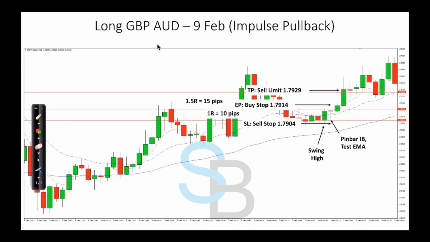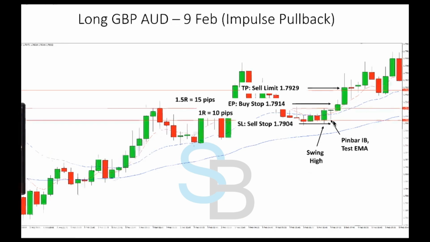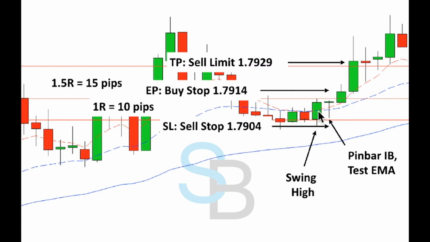Next trade, long pound Aussie, 9 of February. So as I'm showing you all these trades, I hope you understand the pattern I'm looking for, right? So again, you could get a lot of these trade signals every day. You could get like 5 or 6 trade signals a day, and there are many days that I only take one signal, or I don't take any signals because I only take the ones with the highest probability, which are the ones which, again, the inside bar, the pullback candle is a pin bar, and ideally it tests the moving average.